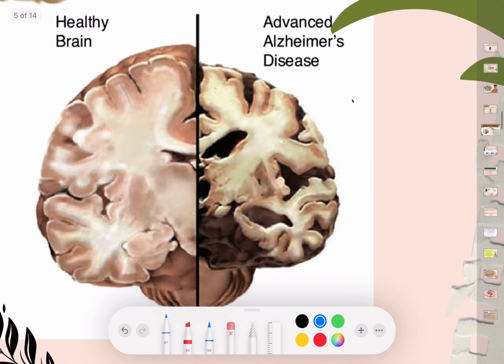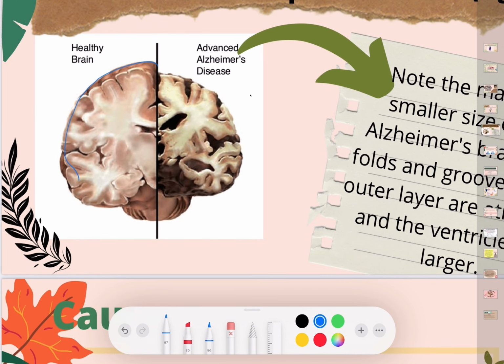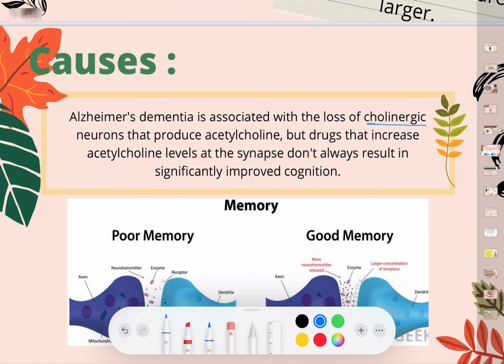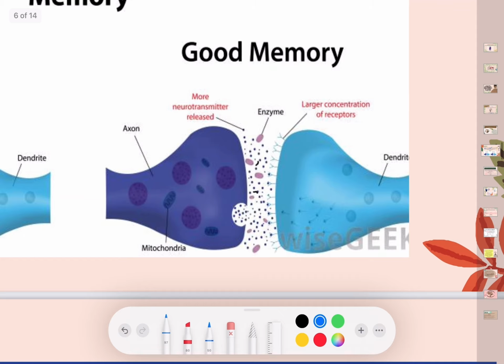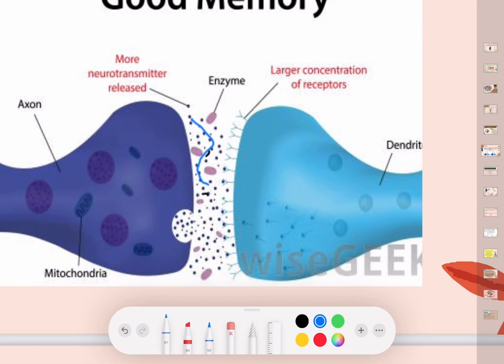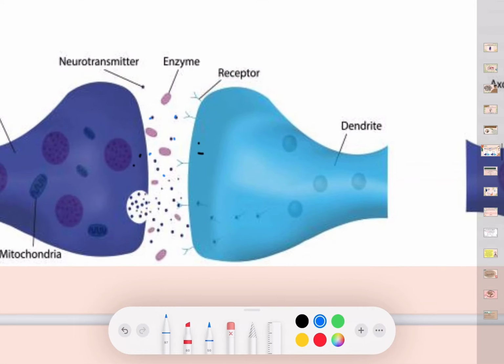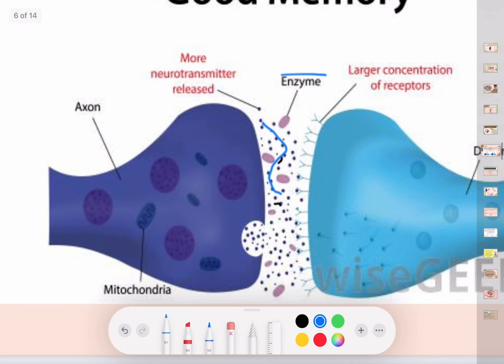So here's a picture that shows the difference between the healthy brain and the Alzheimer brain, which appears in smaller size than the healthy brain. Another cause of Alzheimer is related to the concentration of the cholinergic neurons that are responsible for producing acetylcholine, which is an important neurotransmitter of communication between the neuron cells. So in the healthy brain, we can see here the concentration of this neurotransmitter is more than in the Alzheimer patient. And this neurotransmitter is usually broken down by an enzyme called cholinesterase enzyme.